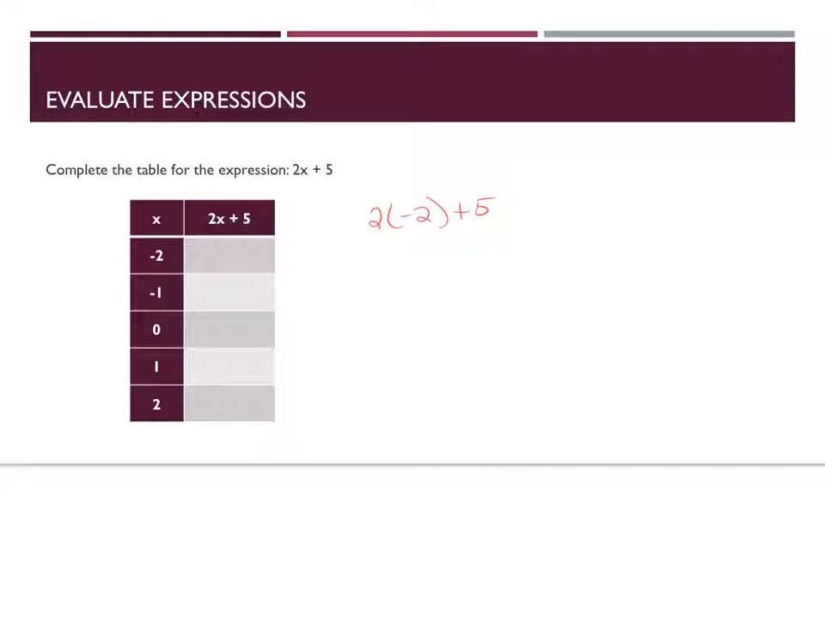Two times -2 plus 5 is 1. 2 times -1 plus 5 is 3. 2 times 0 plus 5 is 5. 2 times 1 plus 5 is 7. And 2 times 2 plus 5 is 9.